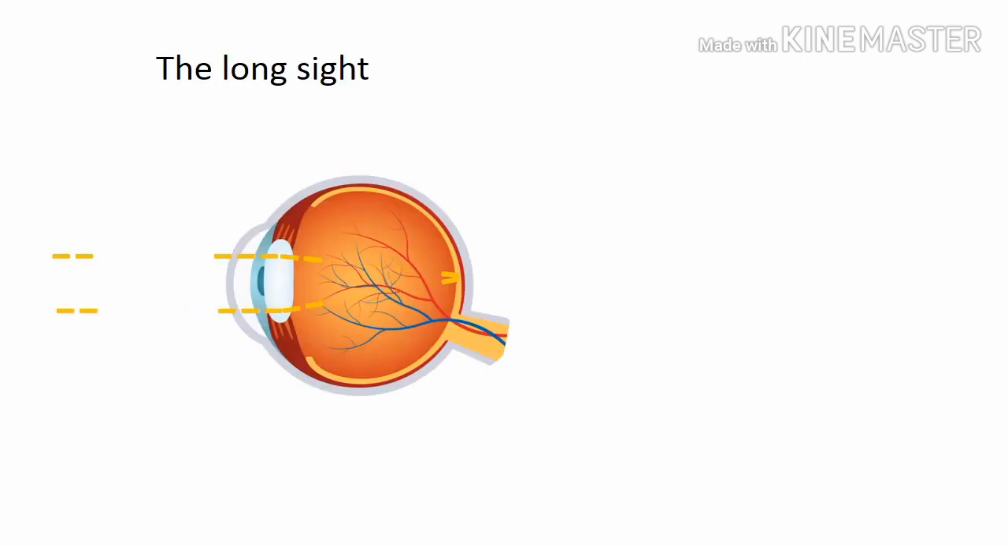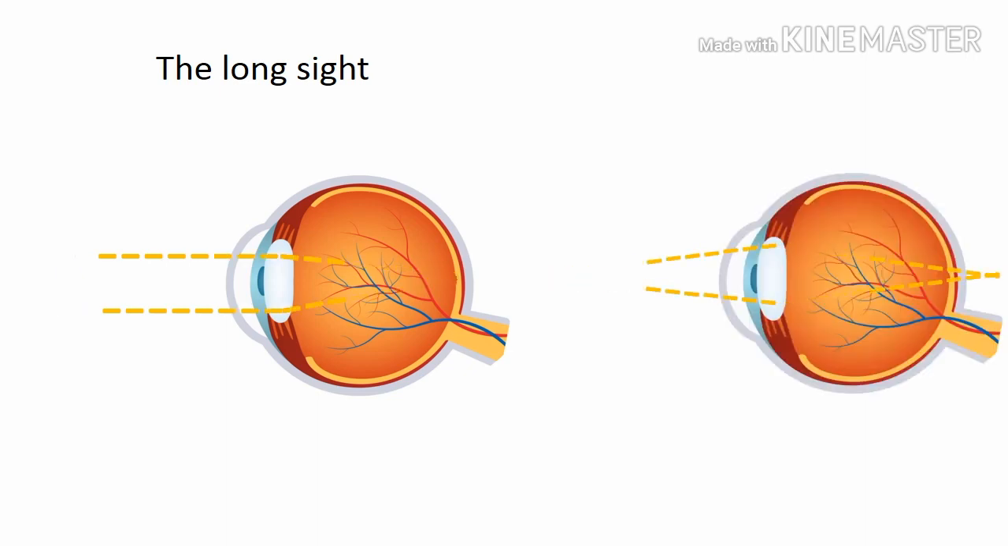A person having long sight or hypermetropia is able to see far away objects clearly, but close objects become unclear. This happens because of the inability to increase the curvature of the eye lens or the eyeball being too short, so the light rays focus behind the retina.